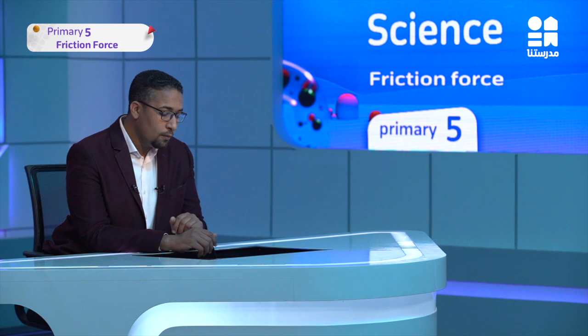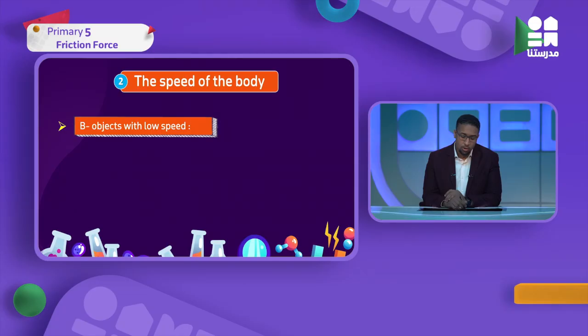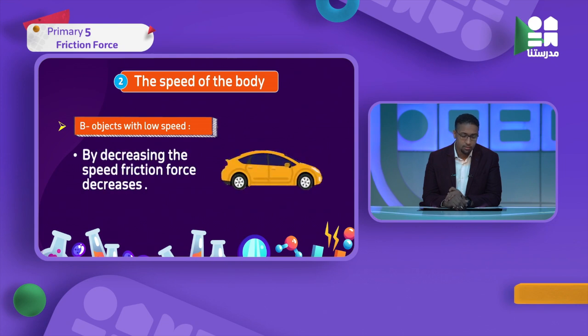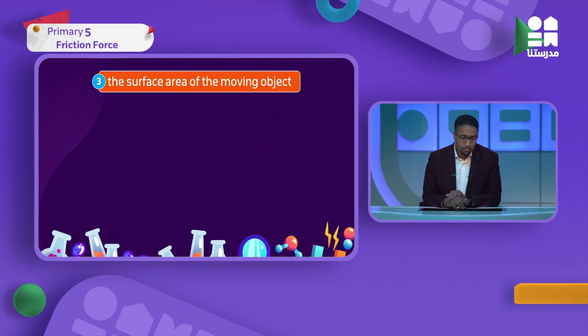So when an object moves, it moves with a certain speed. When an object moves with high speed, by increasing the speed, the friction force increases. This car moves with high speed, so it has high friction. While an object moving with slow speed will have less friction. Low speed, low friction. Easy. Next, the surface area of the moving object.